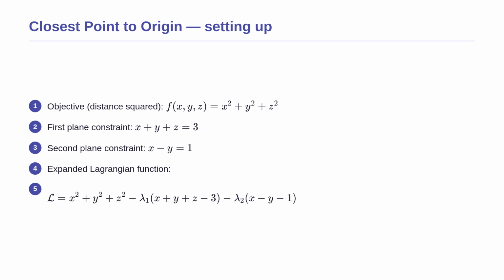Let us look at a complex example involving 2 rules. We want to find the point in 3-dimensional space closest to the origin that lies on the intersection of 2 flat planes. Our objective is the distance squared. Our 2 constraints are the equations of the planes. We build our master equation with 5 variables, x, y, z, and our 2 multipliers, lambda 1 and lambda 2. This sets up our optimization.